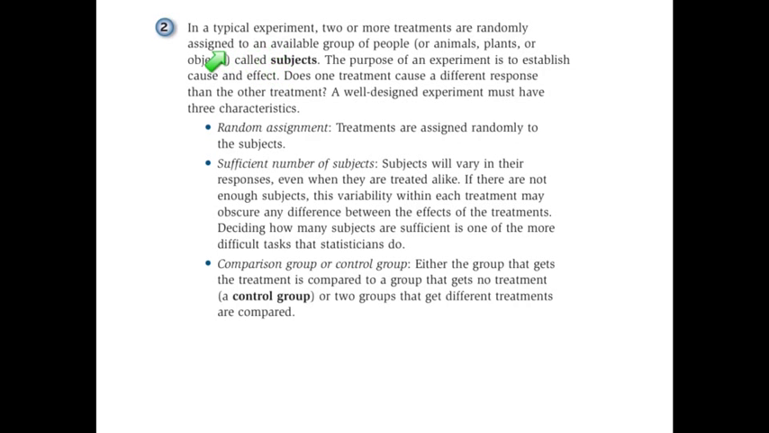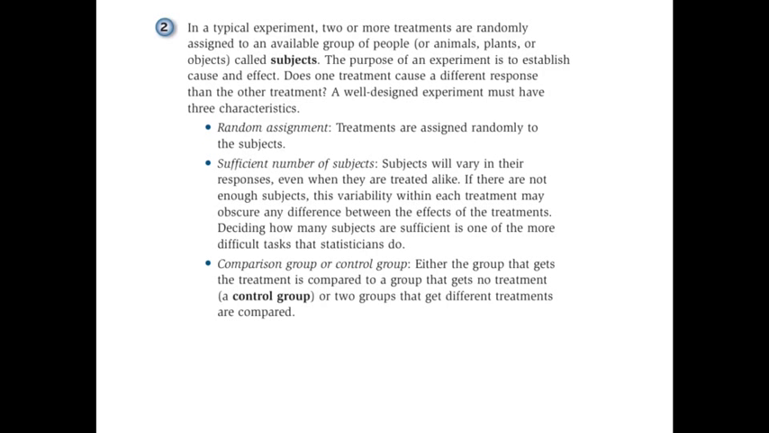These objects in the available group of whatever we're working with are called subjects. The purpose of an experiment is to establish cause and effect. What that means is, does one treatment cause a different response than the other treatment? A well-designed experiment must have 3 different characteristics, and it has to have all 3, or it is not a well-designed experiment. There has to be randomness in it. The subjects are randomly assigned to the treatments.